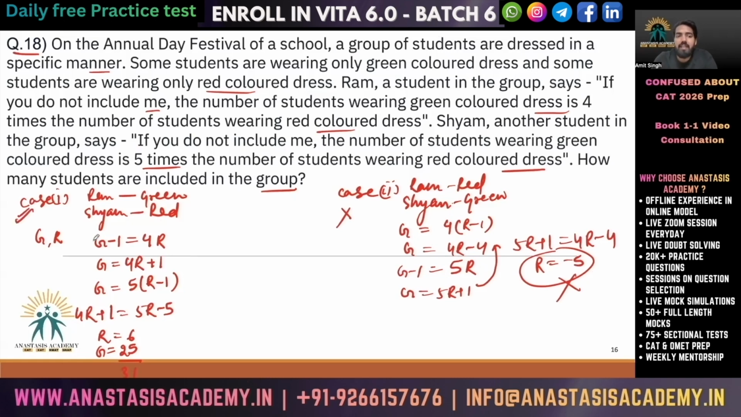Only case 1 is valid, where the students wearing red colored dress would be 6 and the students wearing green colored dress would be 25. So the total number of students in this group would be 31, right? So the correct answer to this question would be 31.